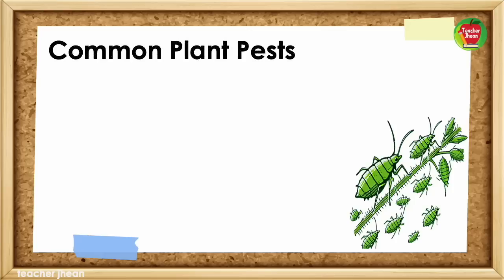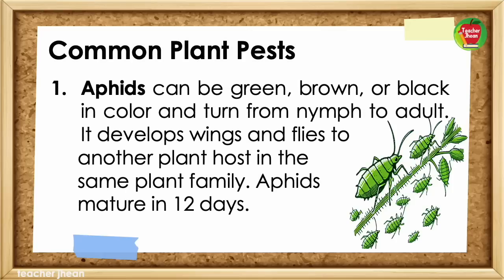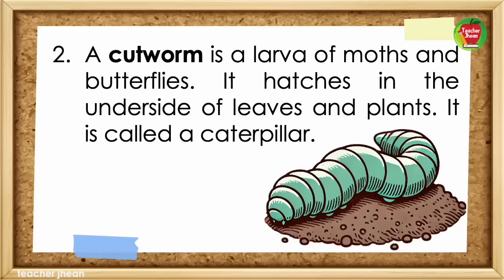Common plant pests. Aphids. Aphids can be green, brown, or black in color and turn from nymph to adult. It develops wings and flies to another plant host in the same plant family. Aphids mature in 12 days. A cutworm is a larva of moths and butterflies. It hatches in the underside of leaves and plants. It is called a caterpillar.